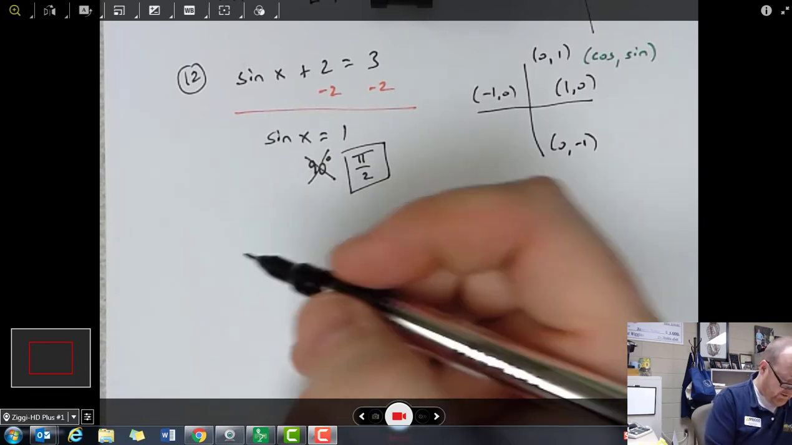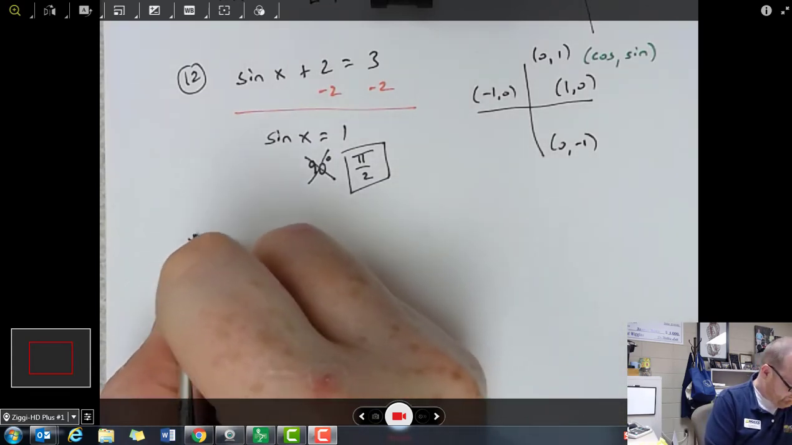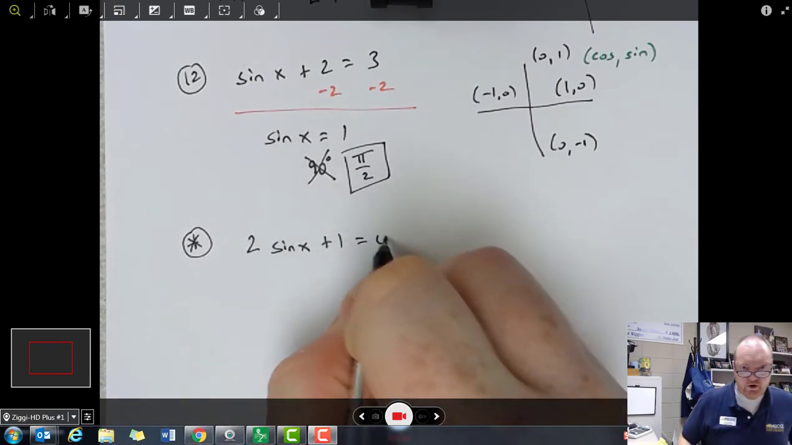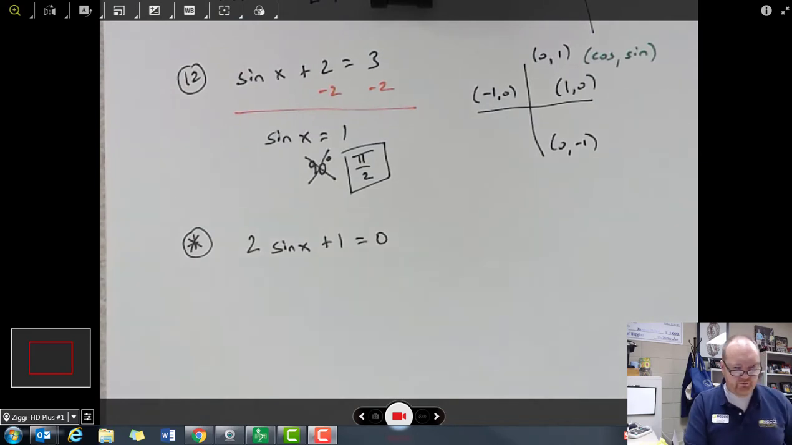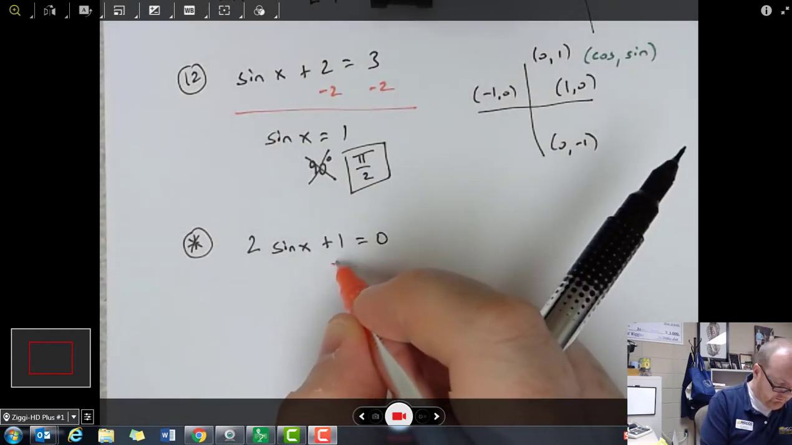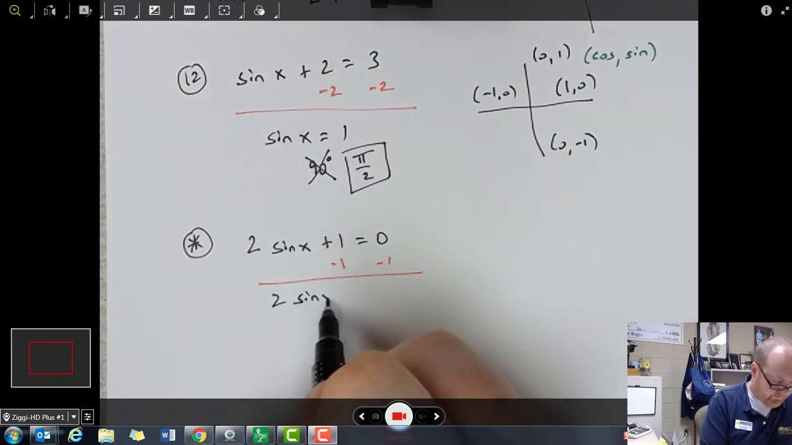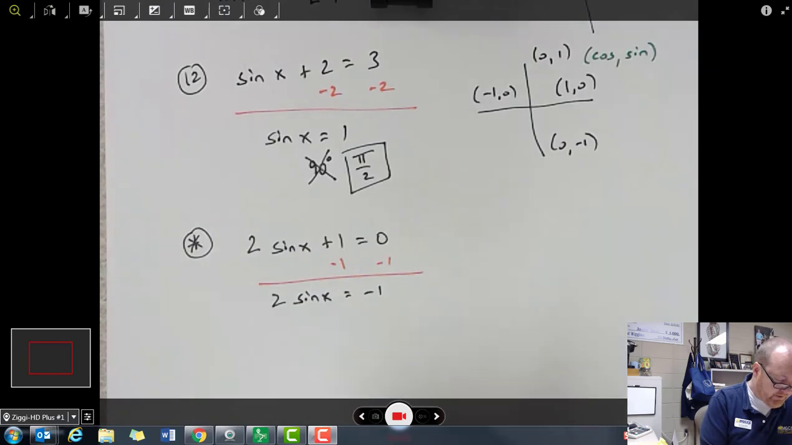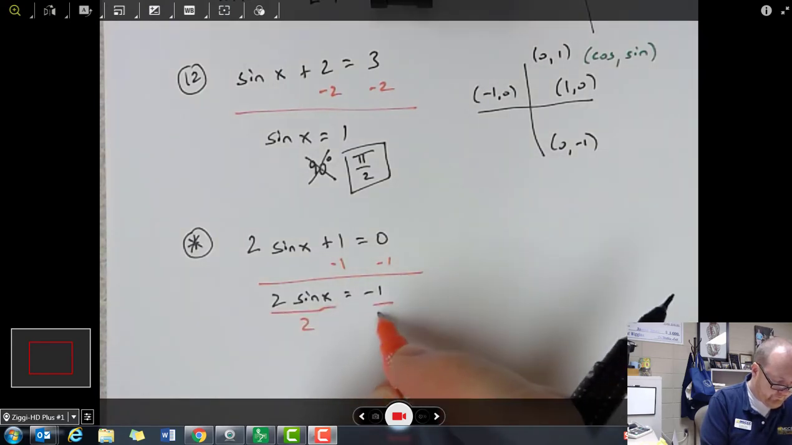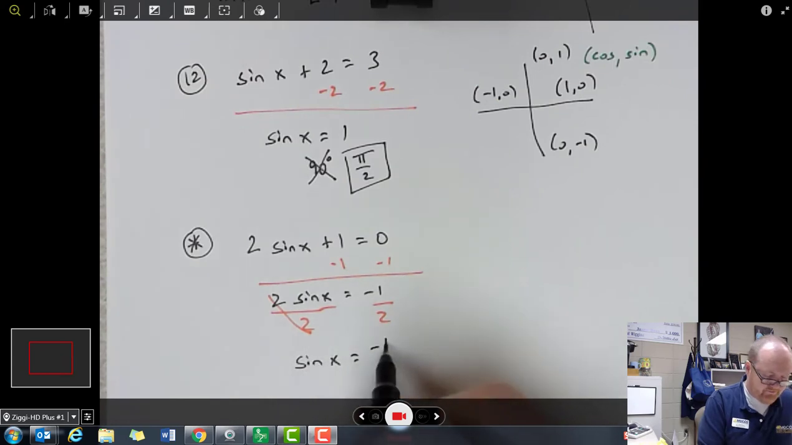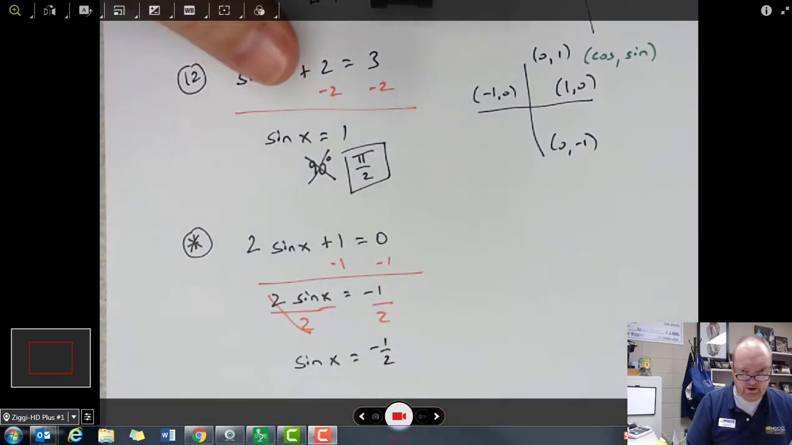Let me work a couple that are not on that page. I'll call this problem star. Let's do 2 sine x plus 1 all equal to 0. Again, I'm trying to get sine by itself. The work is the same as it is in algebra. I'm going to subtract 1 from either side and divide both sides by 2. And so I'm left with this expression: the sine of x is equal to negative 1/2.